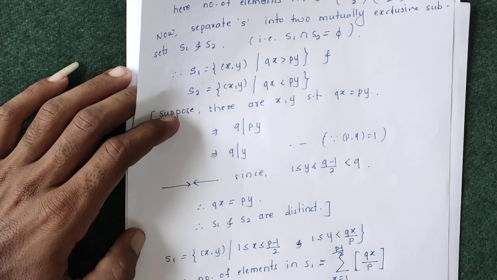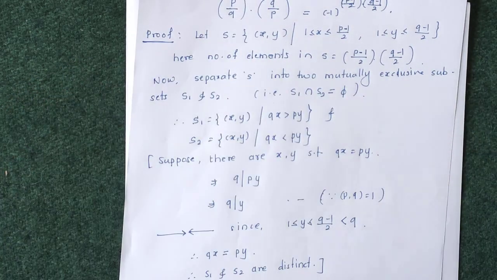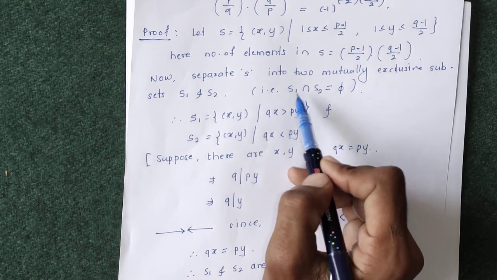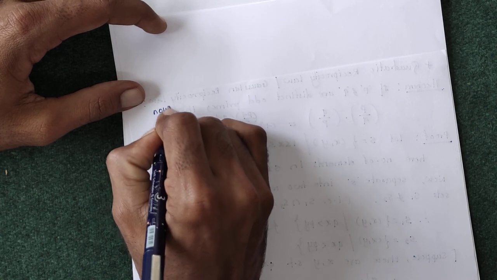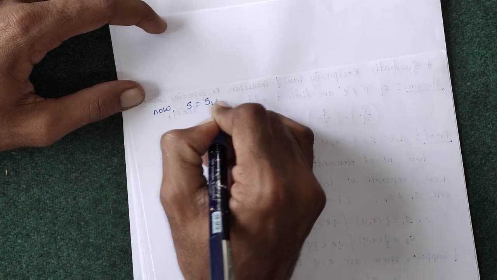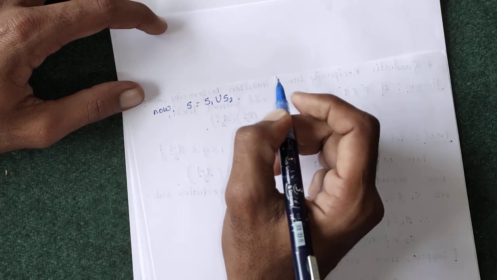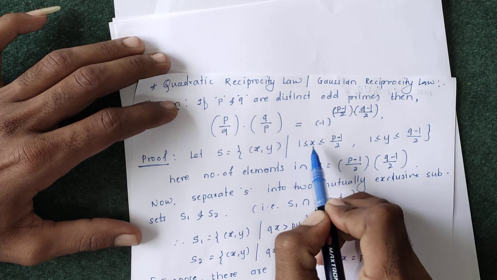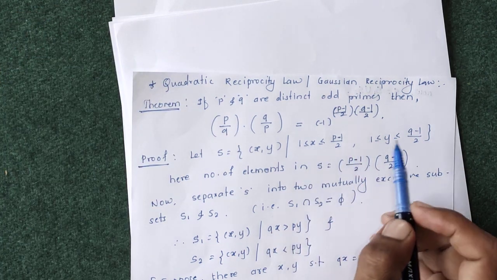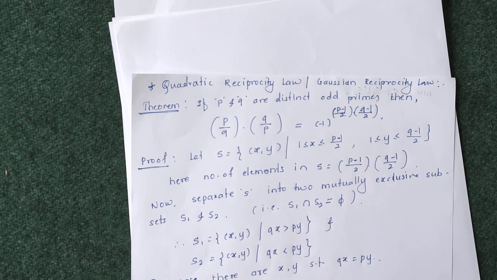Now we have S1 and S2, the two exclusive subsets of S. That is, S1 and S2 are different, and the total set S is partially in S1 and partially in S2. Now S is equal to S1 union S2, since in the set S the elements are of the form where the values of x are 1 to (p-1)/2 and the values of y are 1 to (q-1)/2.